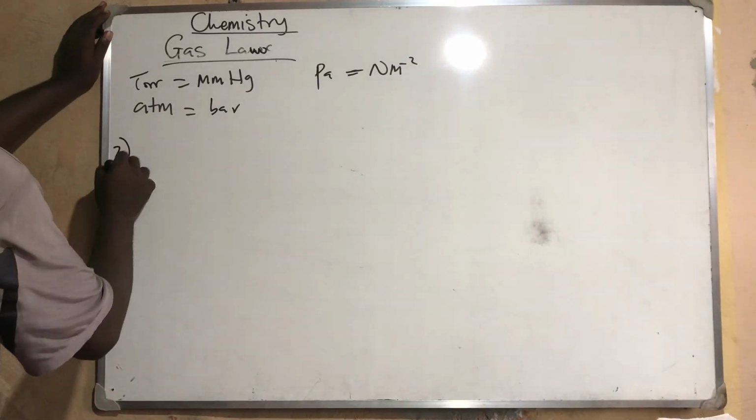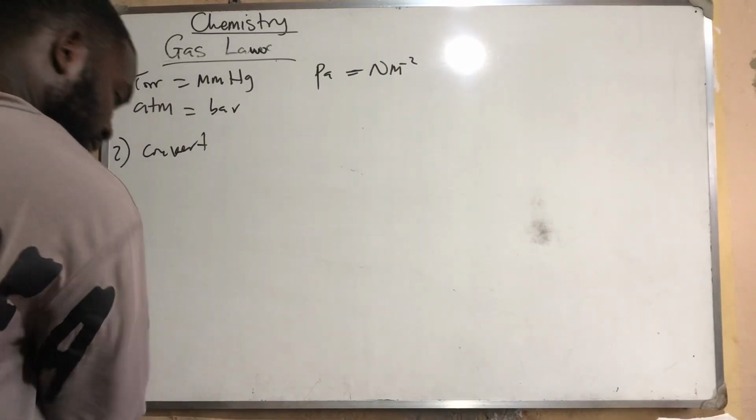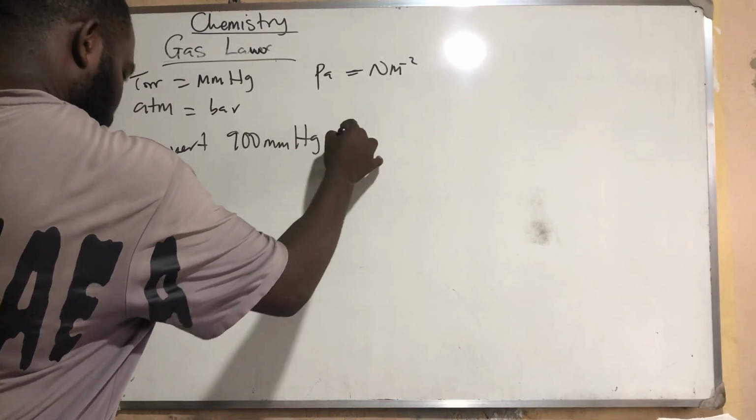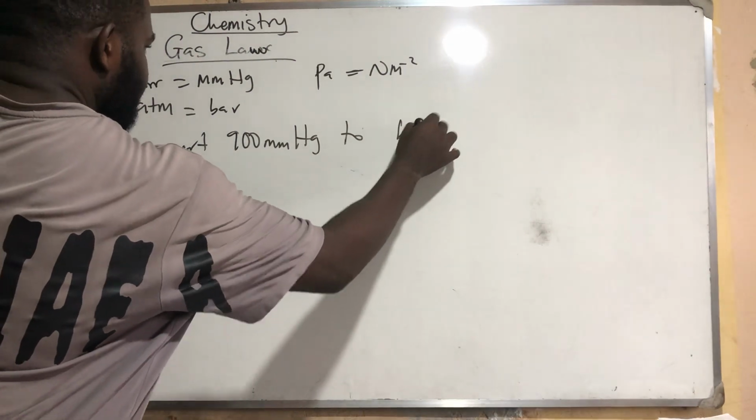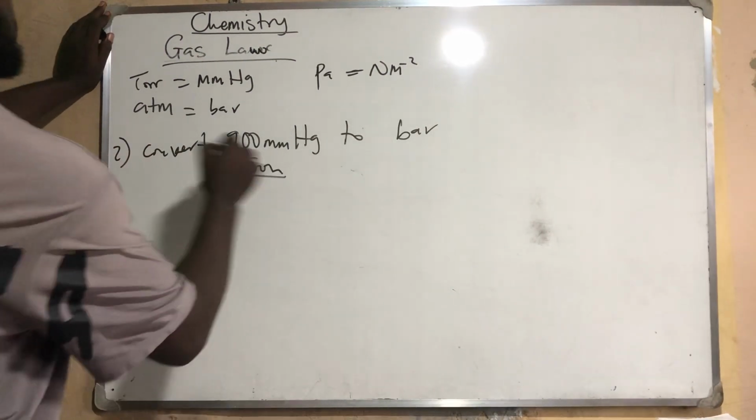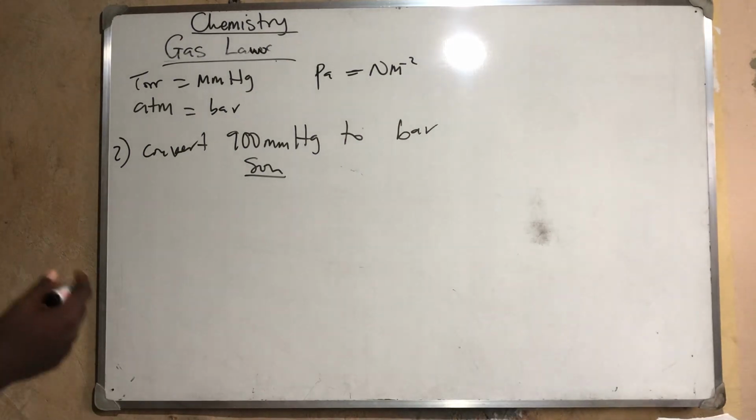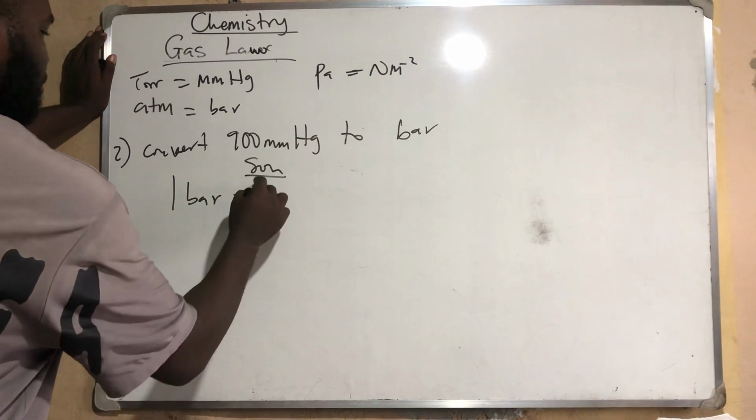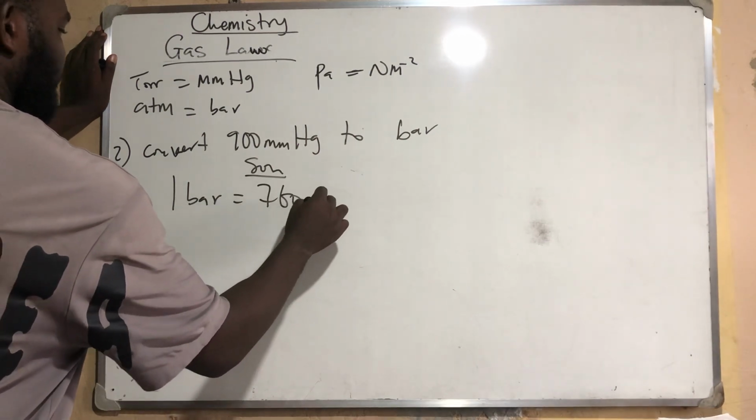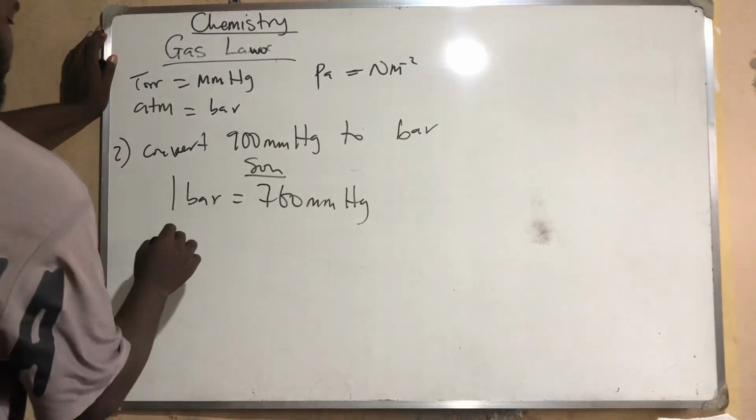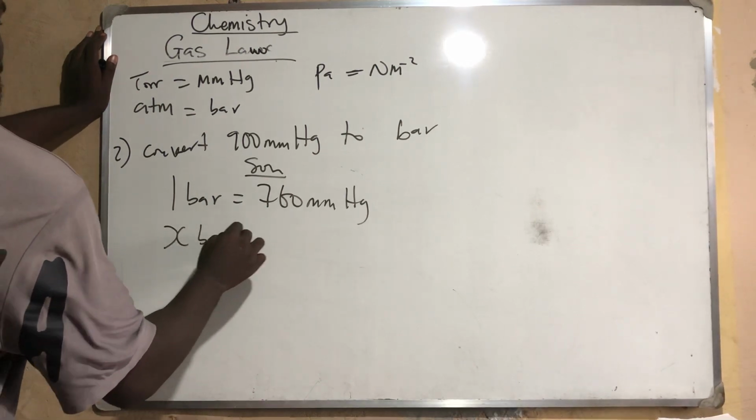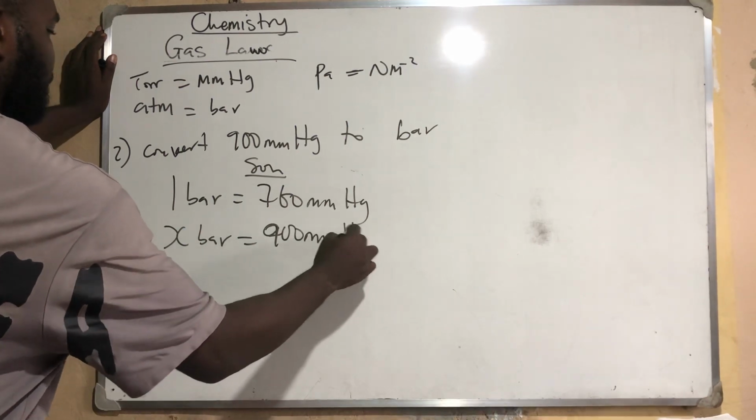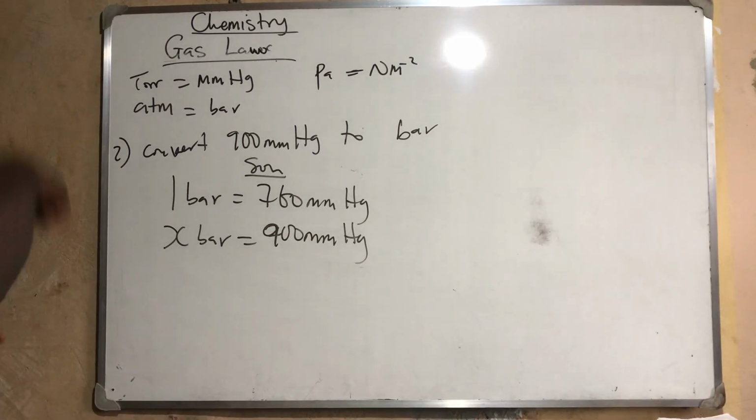So number 2 said, convert 900 millimeter mercury to bar. Okay, solution. Don't forget that bar is ATM. So you tell them that 1 bar is equal to 760 millimeter mercury. So therefore, I'm looking for X bar, which is equal to 900 millimeter mercury.